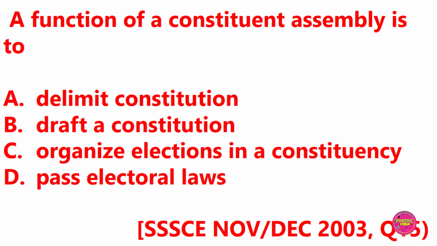A function of a constituent assembly is to A. Delimit constitution. B. Draft a constitution. C. Organize elections in a constituency. D. Pass electoral laws. The correct answer to this question is B. Draft a constitution.